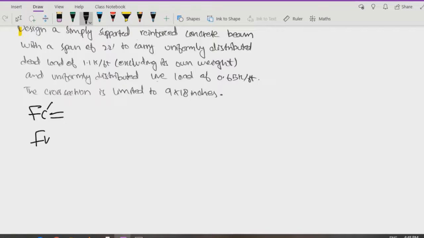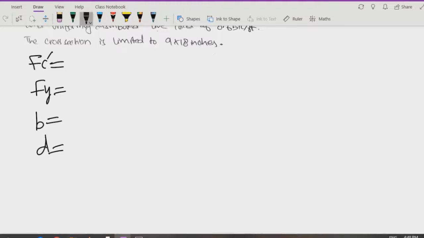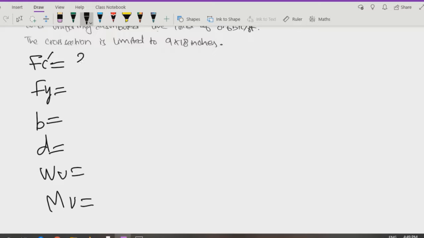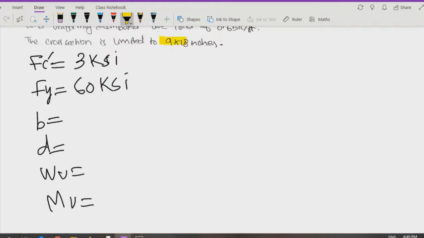b, d, factored load wu, and moment Mu. We require all of this data. Now we will assume that f'c is equal to 3 ksi, since it's not given in this question, and fy is equal to 60 ksi. The width is already given in this question: 9 by 18 inches.